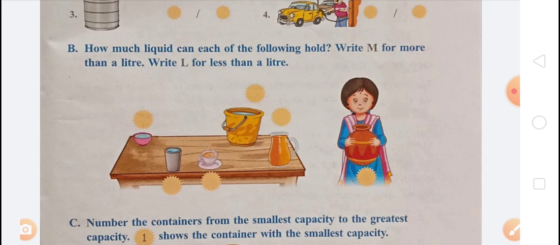So once again, bowl can hold water in less than a liter, so we have to write here L. Glass can hold less than a liter, so we write L. Cup can hold less than a liter, so we write L. For bucket, it can hold more than a liter, so we write M. Mug can also hold more than a liter, so we write M. And pitcher can also hold more than a liter, so we write M.